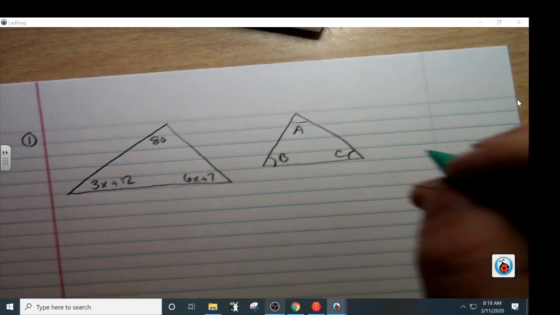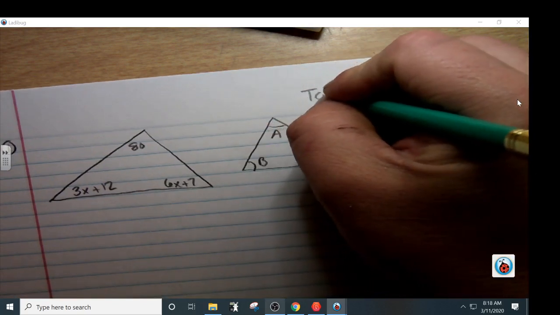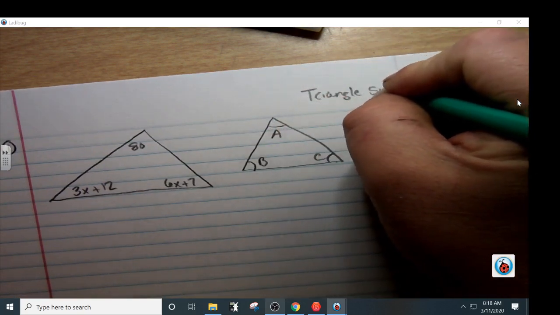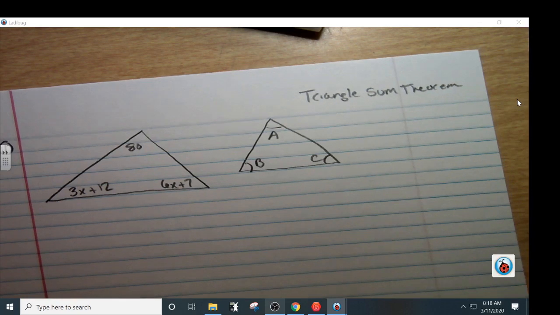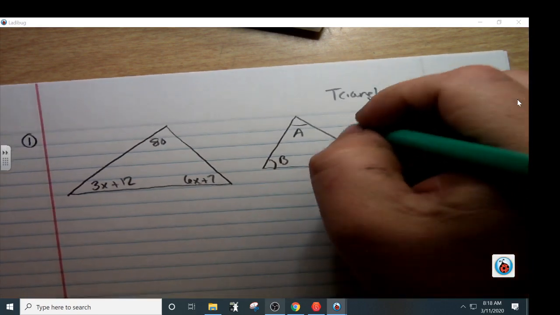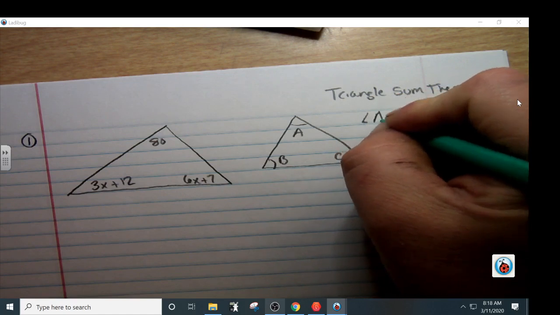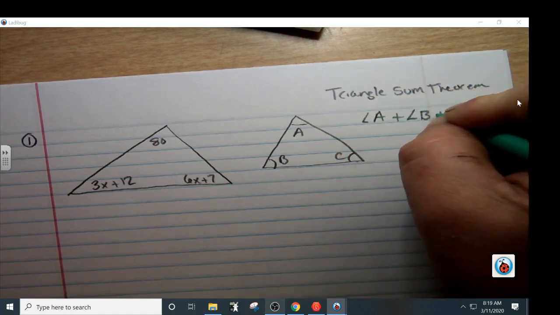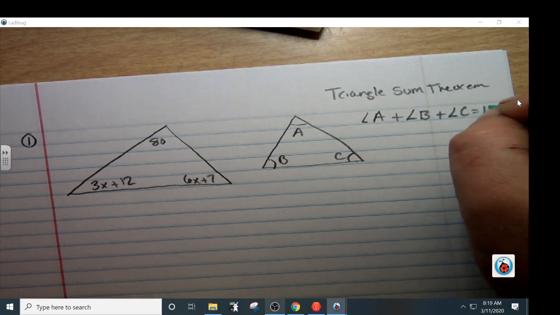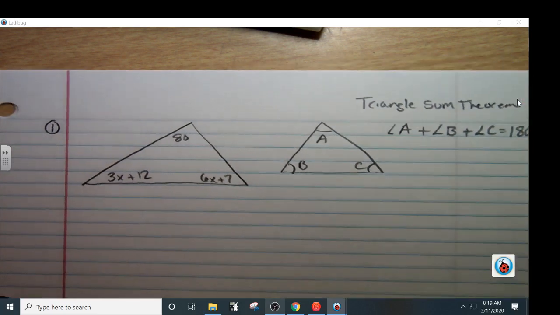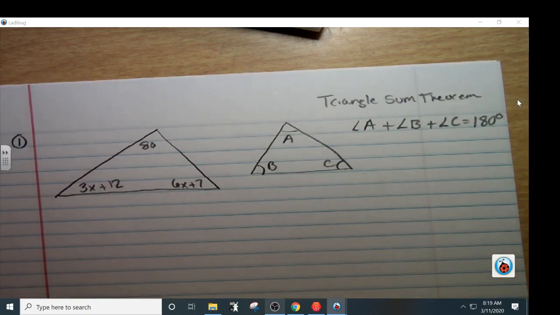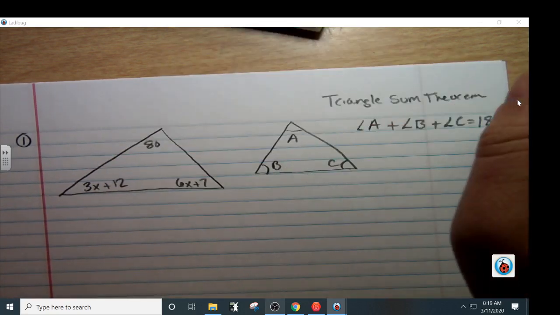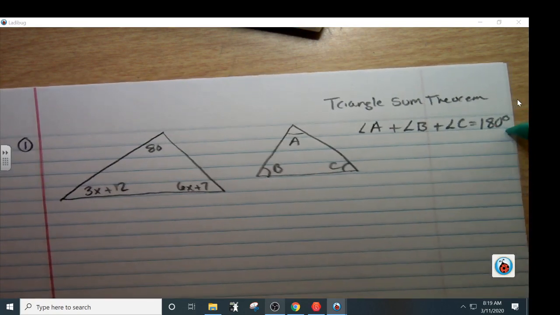All right, so guys, the triangle sum theorem says if you've got a triangle, a three-sided polygon, the angle A plus angle B plus angle C is always equal to 180. That's known as the triangle sum theorem. Any polygon with three sides has a triangle sum of 180 degrees.